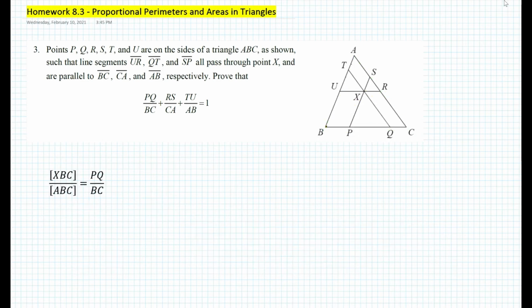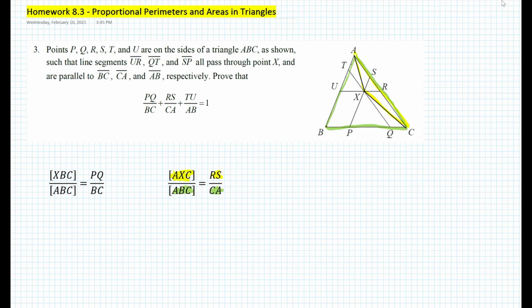In a similar manner, let's look at another set of triangles. For example, let's compare triangle AXC with ABC. So here are the lines drawn. If we follow the same logic by which we arrived at the fact that the area of triangle XBC over the area of triangle ABC is equal to PQ over BC, how can we apply this to triangles AXC and ABC? Well, in this case, the area of triangle AXC over the area of triangle ABC is simply RS over CA. Again, we can highlight the pieces as shown here.